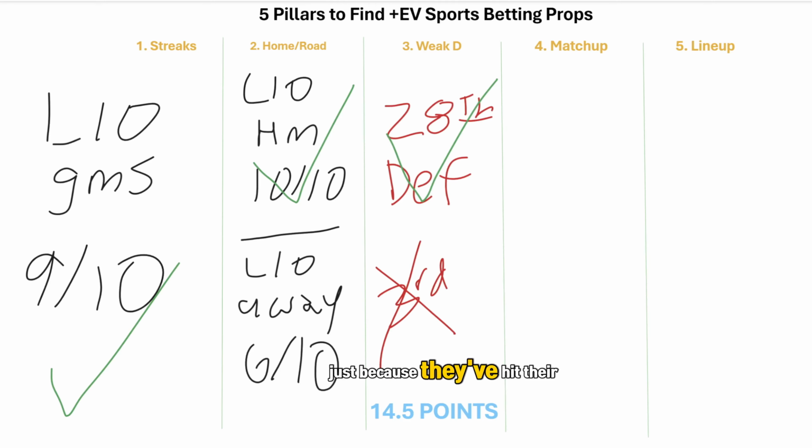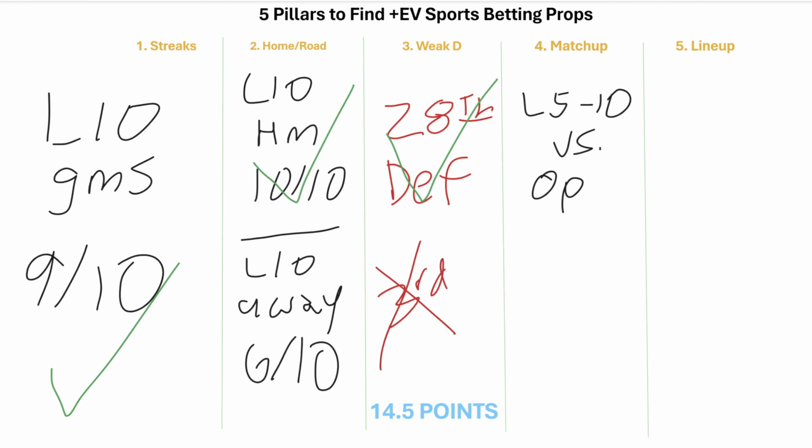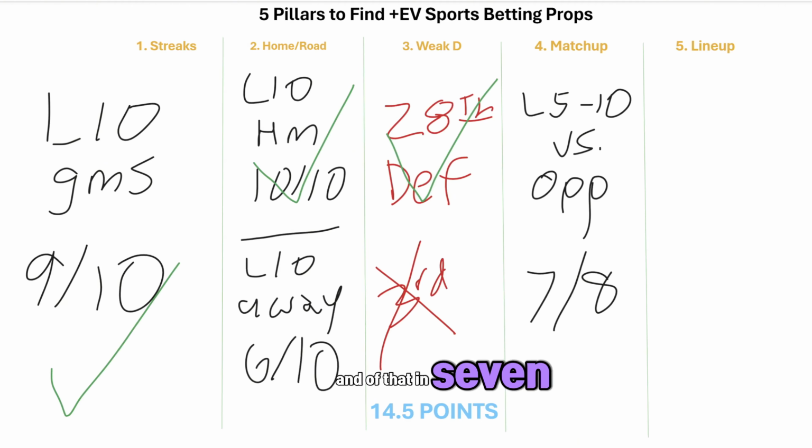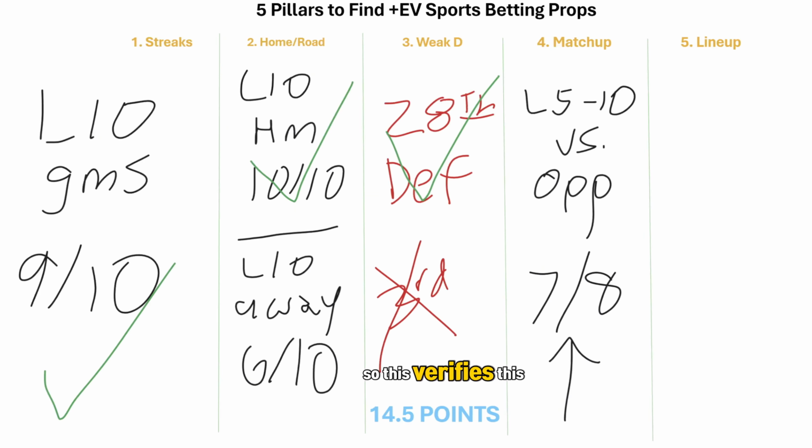So just because they've hit their streaks in their last 10, they're good in their position, whether home or road, and they're facing a weak defense, we still need to look at another thing, which is their matchup history versus this team. So we're going to look over the last 5 to 10 games versus their opponent. Let's say we check, and this player has played this team 8 times, and in 7 of 8 matchups, they went over 14.5 points. All right, so this verifies this.